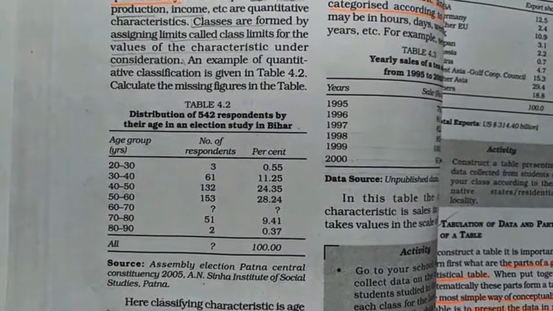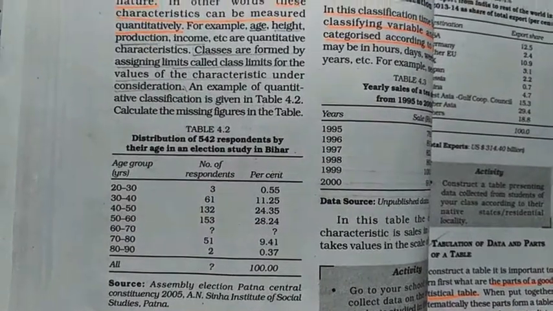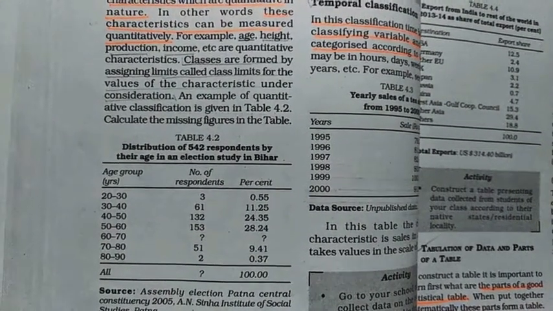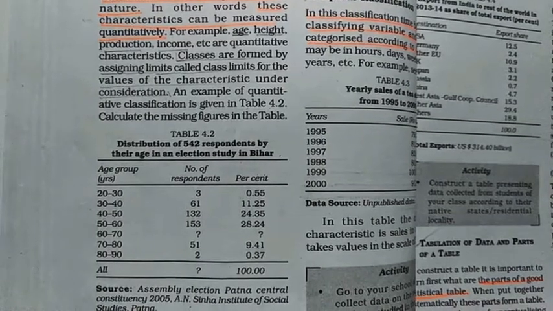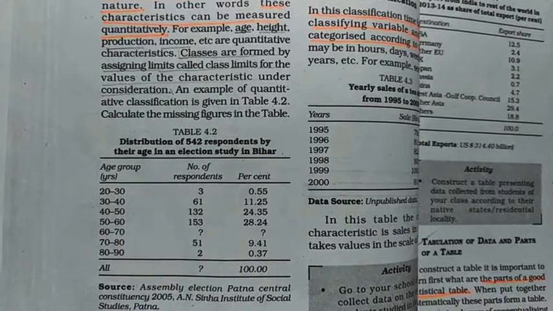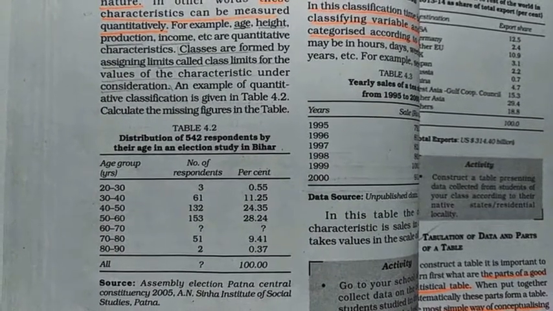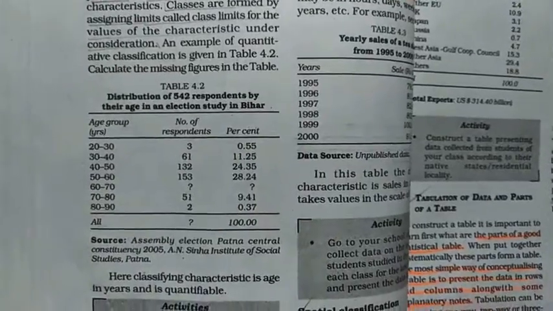So that is an example of a quantitative classification. So age, height, production, income, etc., they are all quantitative characteristics, and we all know that classes are formed by assigning limits called class limits for the value of the characteristic under consideration.